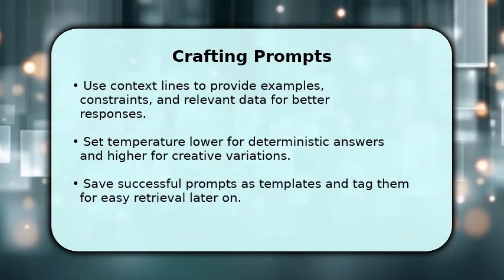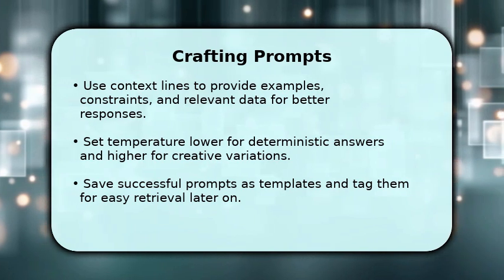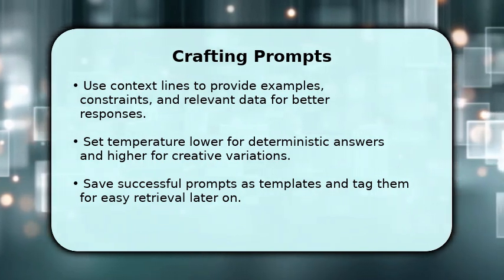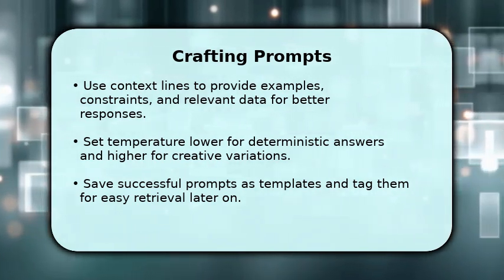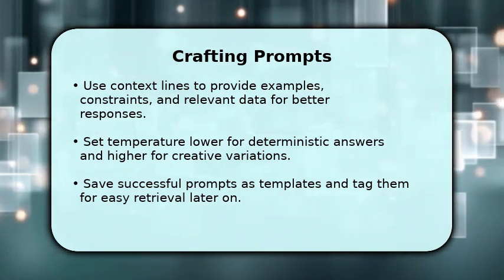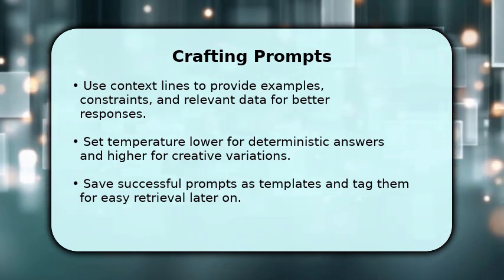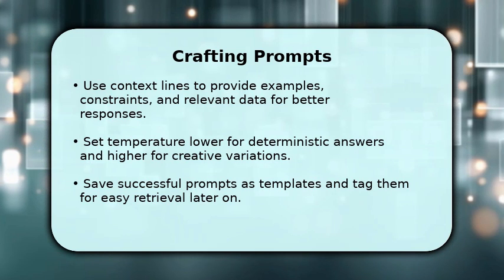Start by choosing a template or writing a clear prompt describing your desired output. Use context lines to provide examples, constraints, and relevant data for better responses. Set temperature lower for deterministic answers and higher for creative variations. Limit max tokens to control length and cost per request when needed.